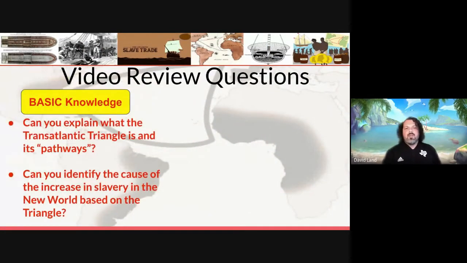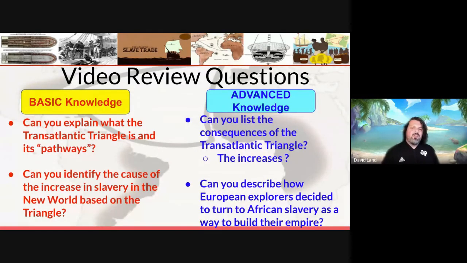So let's review. Can you explain what the triangle is, what its pathways are? Can you identify why there were increases, especially in slavery, along the triangle in the New World? For a little more advanced knowledge, can you look at the consequences of the triangle? How did it affect other parts of the New World? And how did these explorers turn to Africa? Now that's a deeper question because there's more story there.